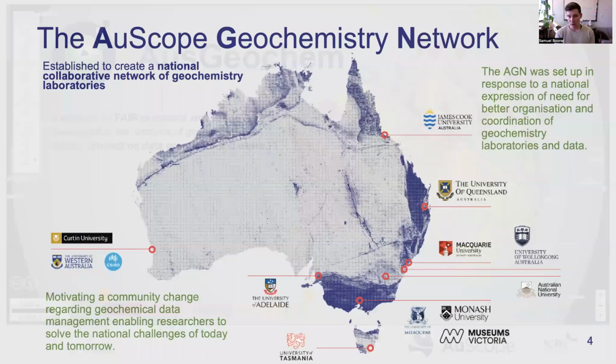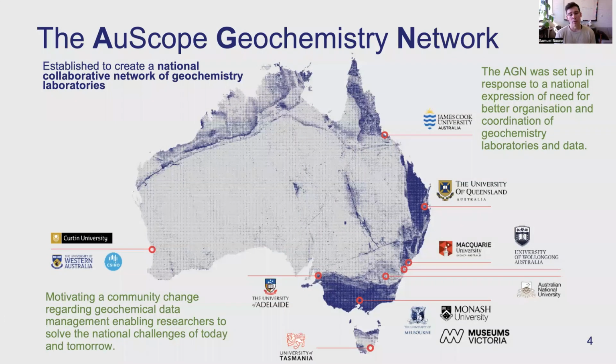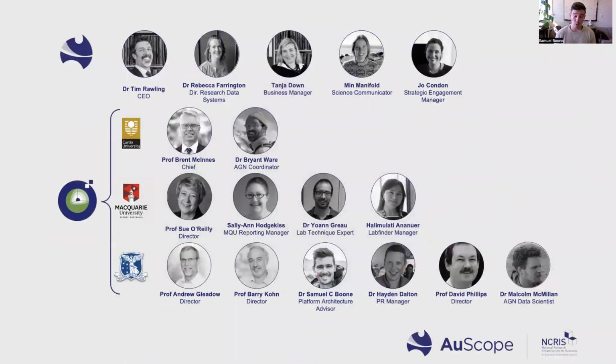So the AusGeochem Geochemistry Network, or AGN, on whose behalf I'm speaking today, we're a consortium of geochemistry laboratories from across Australia, and we're funded by AuScope, a government-funded geoscience research infrastructure provider. And we're based at three main nodes outside of our AuScope headquarters, and that's at Curtin University, where our current headquarters is at the moment, Macquarie University in Sydney, and the University of Melbourne.